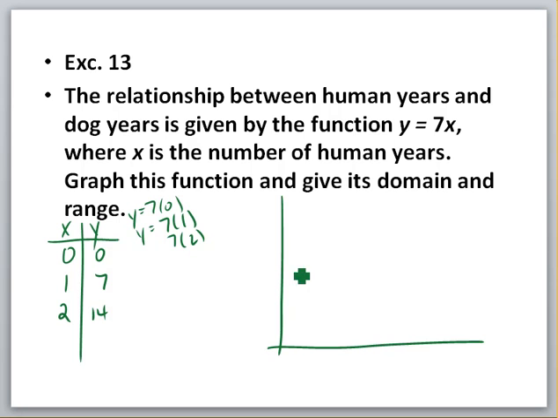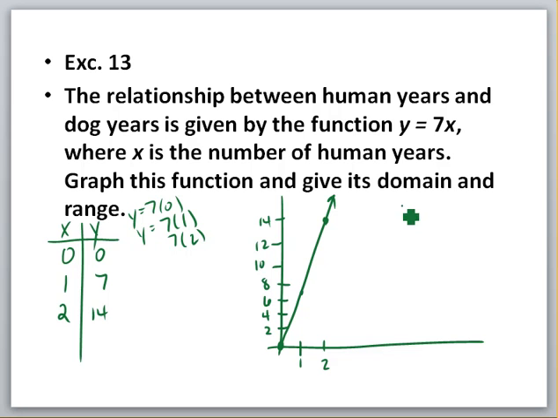So when I graph these, I have the point 0, 0. I have the point 1, 7. And I think what I'll do is count by 4s, or count by 2s here, to make this graph fit on this page. So I have 1, 7, and 2, 14. When I graph this, I am not going to extend this below this line. The reason for that is because we're not going to have negative dog years or negative human years.